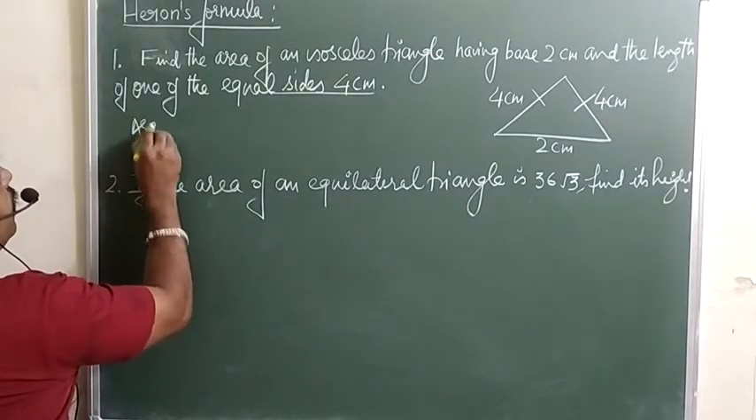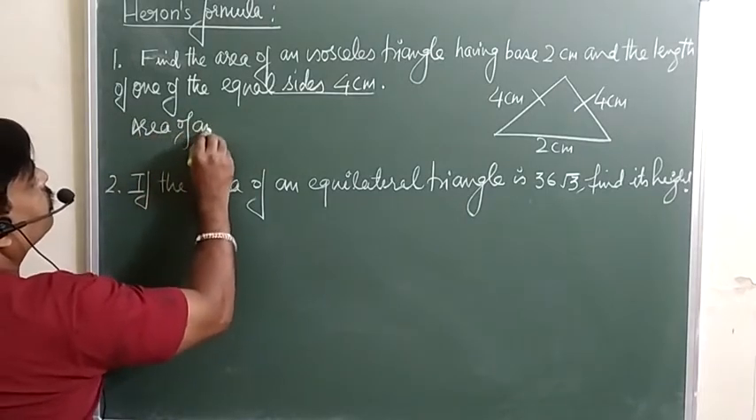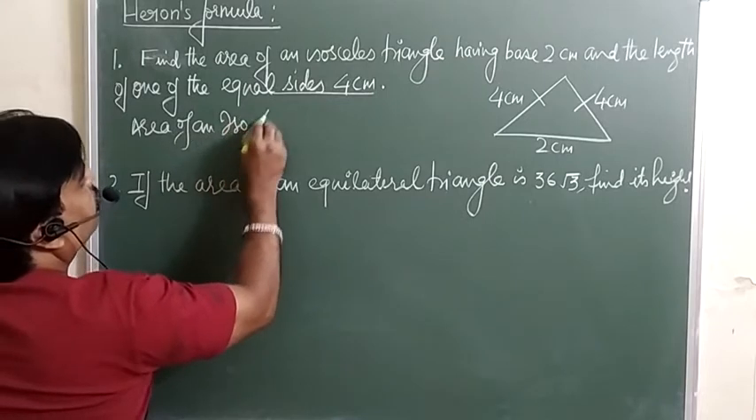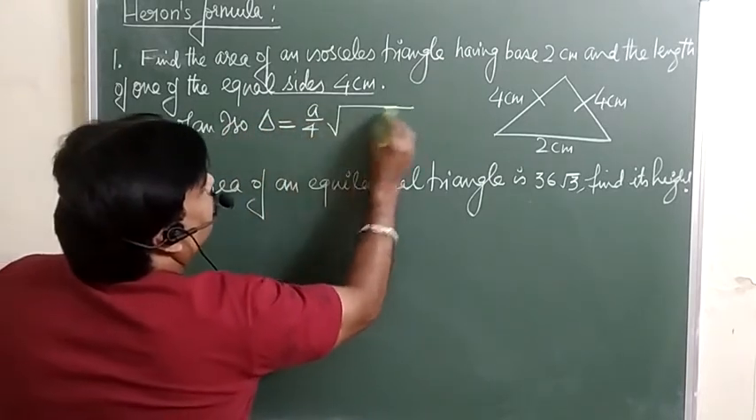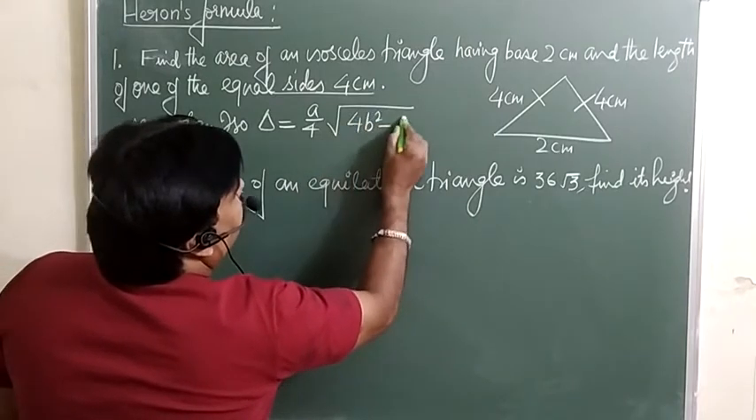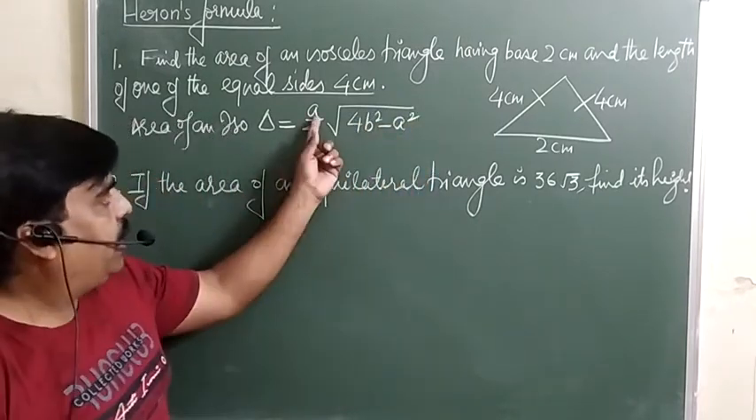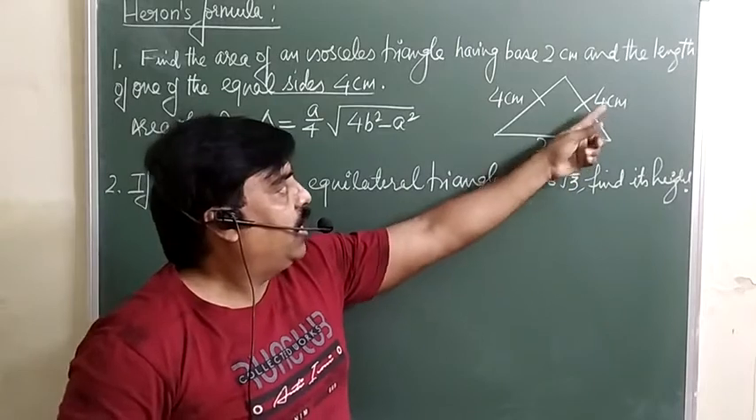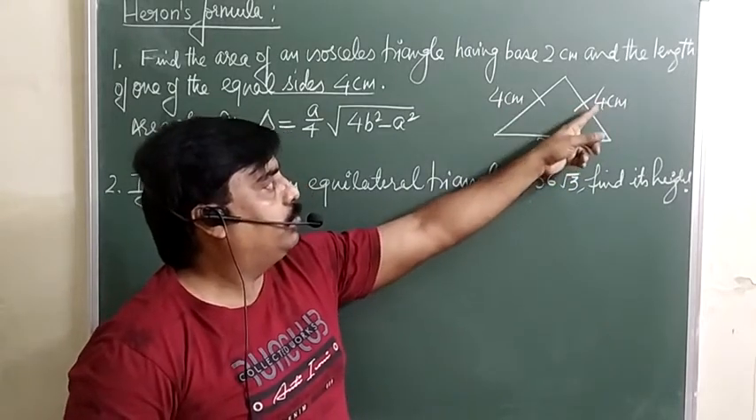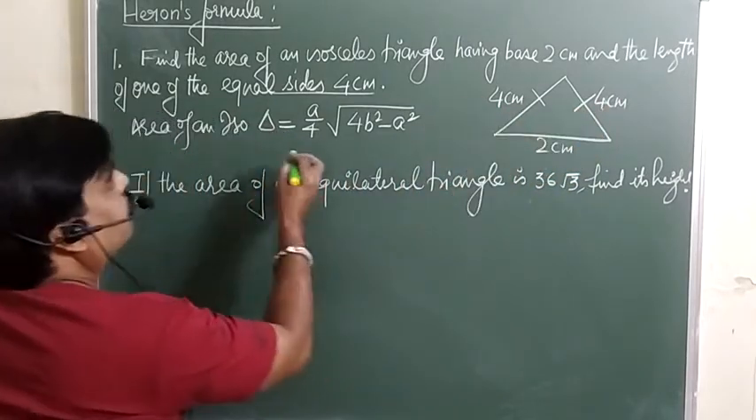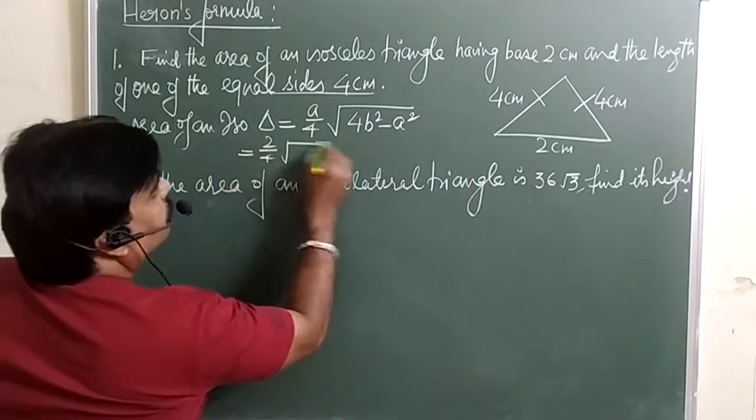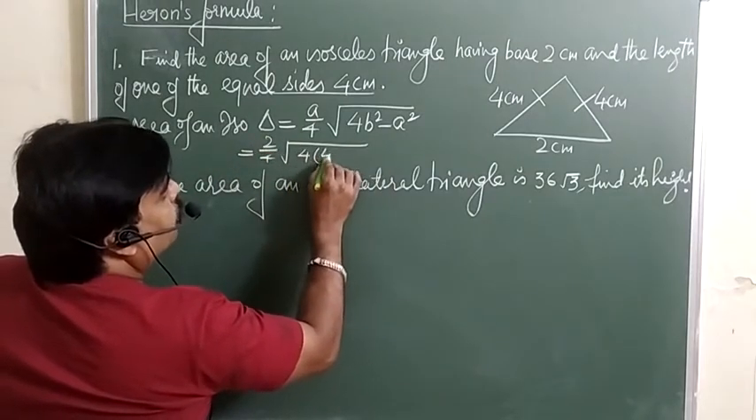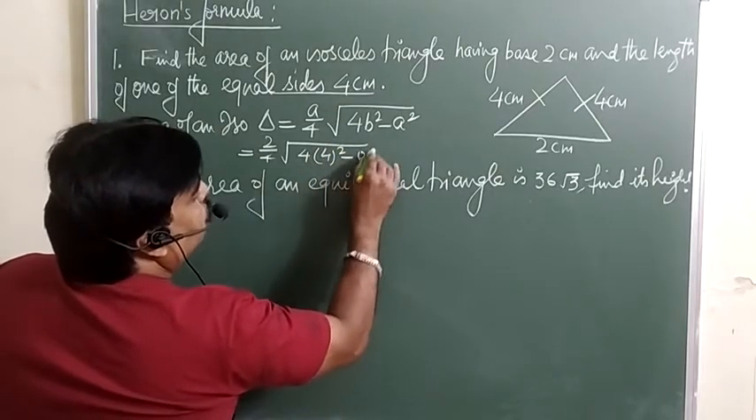So area of an isosceles triangle is equal to a over 4 under root 4b square minus a square, where a is the base here and b is the equal sides. B is 4 here. You can put the value and solve it. So a is 2 by 4 under root 4 into b, 4 square minus 2 square.